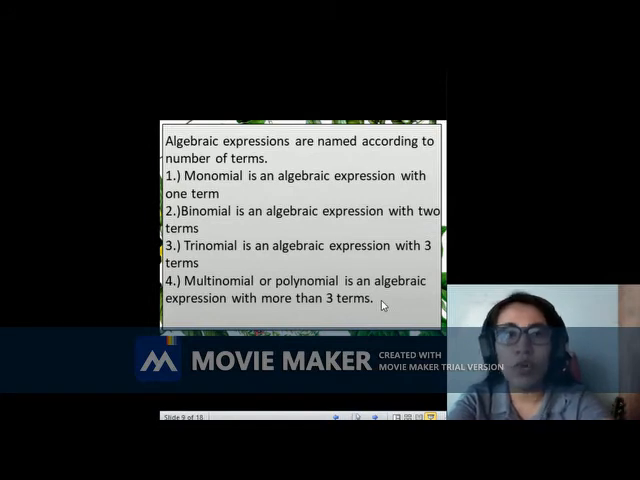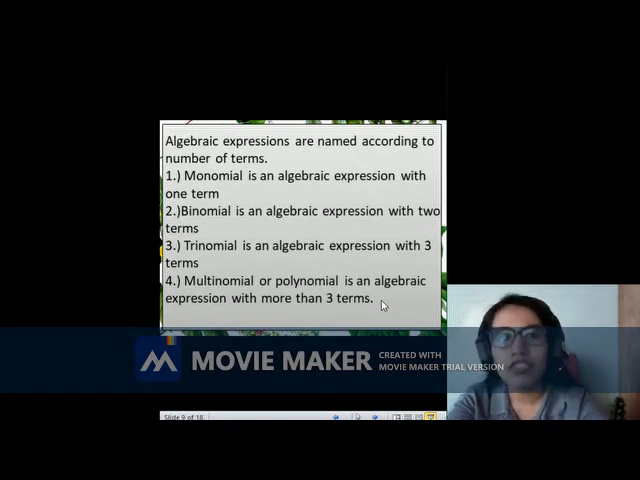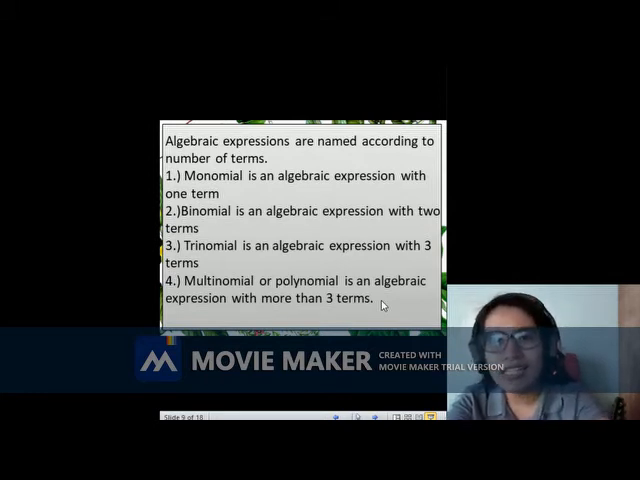We have here the monomial. By the word mono, it means one, only one term. The second one, binomial: by the word bi, it means 2 terms. And if we have trinomial, by the word tri, it means 3 terms. But if we have multinomial, or what we call polynomial, from the word poly, it means more terms, more than 3 terms.